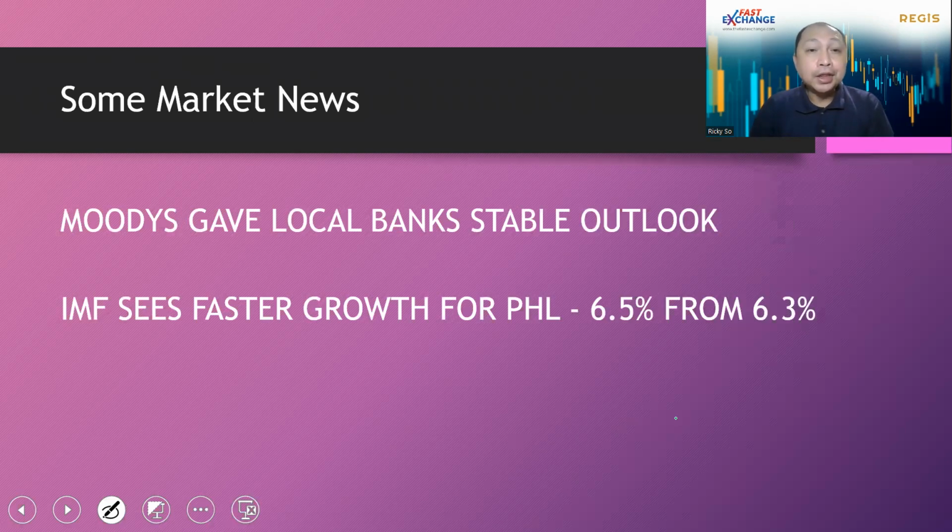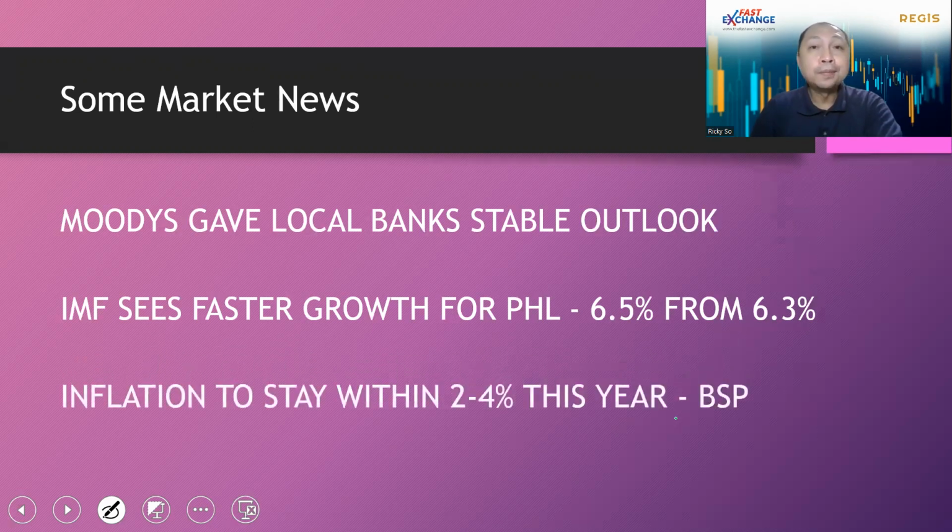IMF sees faster growth for the Philippine economy in terms of GDP, adjusting their outlook to 6.5% from 6.3%, an improvement. So perhaps the continuous low cases that have been reported on COVID, and the businesses opening slowly for the market, would contribute to this.